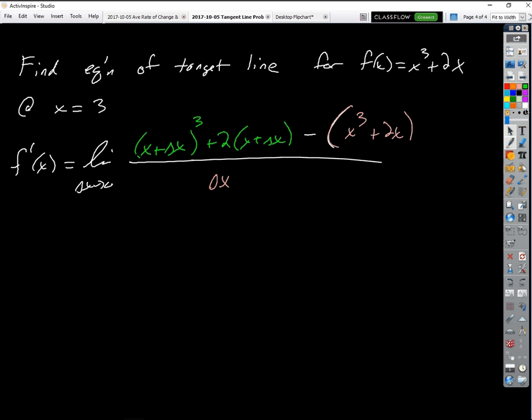So if I expand that out, what do I get? x cubed plus 3x squared delta x. These should be, if we're cubing a binomial, a 3, not a 2. Good, it's a 3. Plus 3x delta x squared, good, plus delta x cubed. You guys remember this expansion?